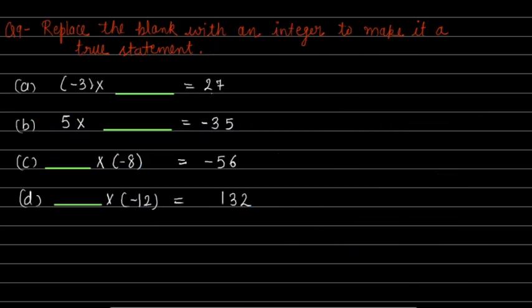Let's do the last question of this exercise. Replace the blank with an integer to make it a true statement. So this is a very simple question. Minus 3 into what to get 27, right? So you need to have a positive integer here. It means this has to be a minus. That should be your first thing because minus and minus gives you plus. 3 into 9 is 27. So your replacement will be minus 9.